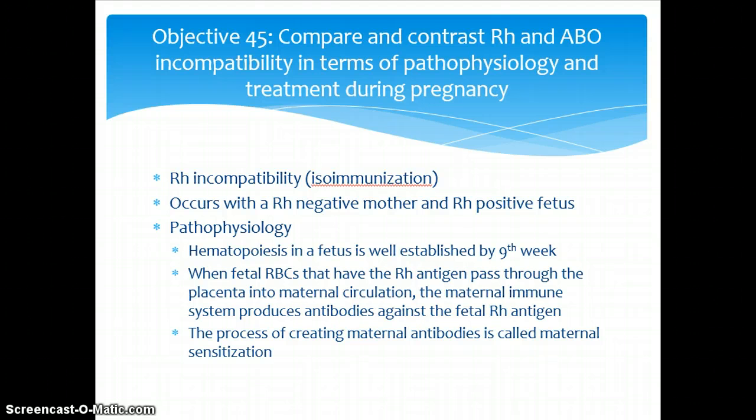The pathophysiology behind it is that hematopoiesis in the fetus is well established by the 9th week. When fetal red blood cells that have the Rh positive antigen pass through the placenta and for some reason enter into maternal circulation, which is not normal, the maternal immune system produces antibodies against the Rh positive antigen from the fetus. The process of creating the maternal antibodies is called maternal sensitization.